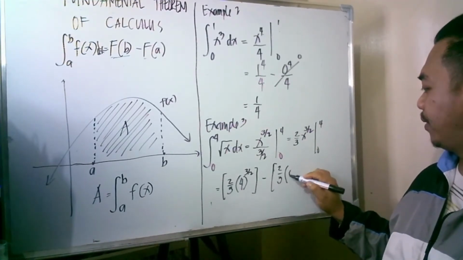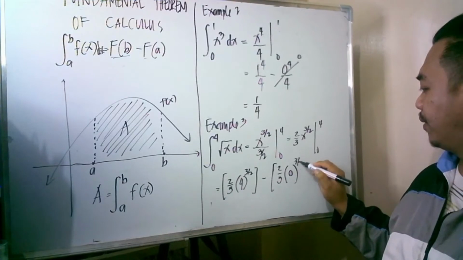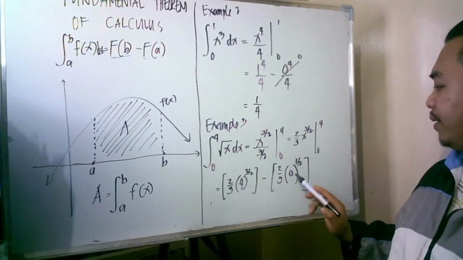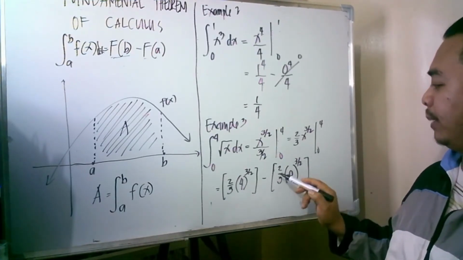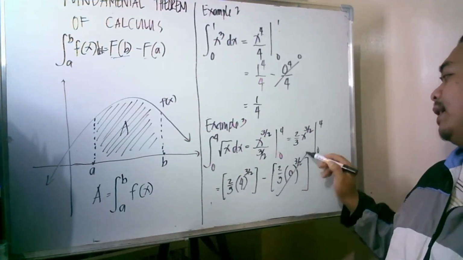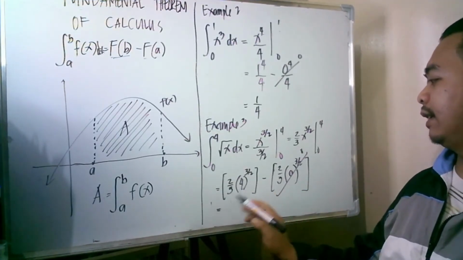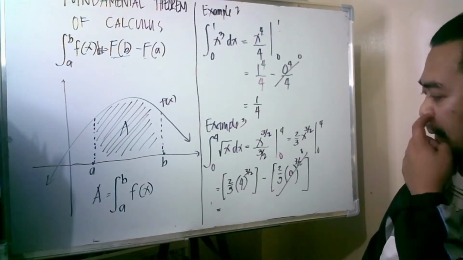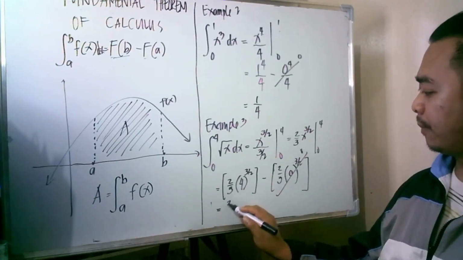I-substitute natin ngayon yung 0, 3 over 2. 0 raised to any number is 0, i-multiply mo ulit sa 2/3, alam natin na 0 yan. So actually, yung task natin ngayon is to simplify this one. So anong ibig sabihin nito?